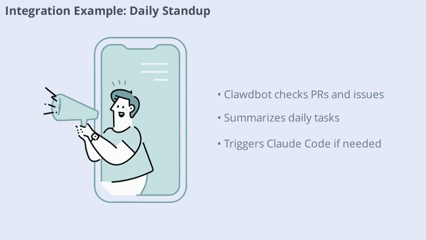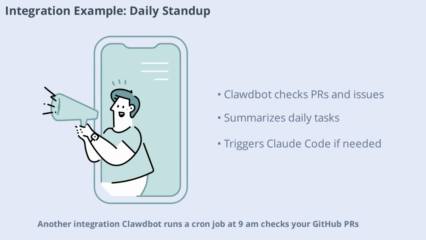Another integration. Clawdbot runs a cron job at 9 a.m., checks your GitHub PRs, open issues, and calendar, then summarizes what needs attention today. If something urgent comes up, Clawdbot can trigger Claude Code to start working on it. This keeps your workflow organized and ensures nothing falls through the cracks.